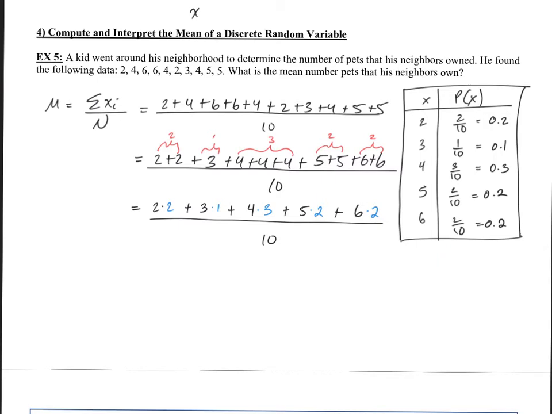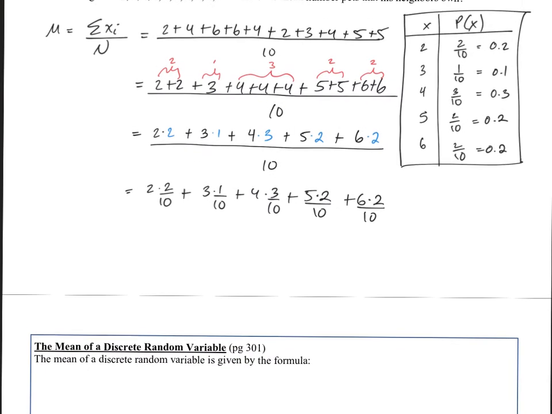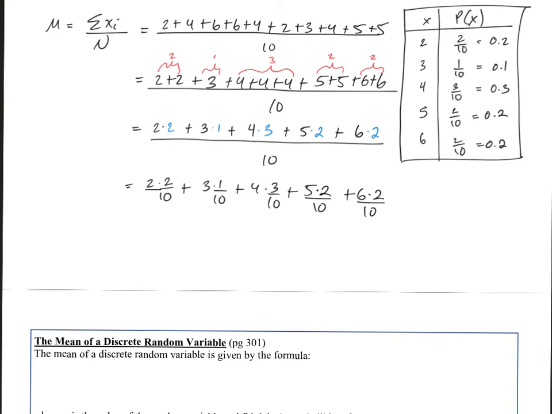Now what is that going to look like? So this would be 2 times 2 over 10 plus 3 times 1 over 10 plus 4 times 3 over 10 plus 5 times 2 over 10 plus 6 times 2 over 10. Now notice these are actually all supposed to be over 10, but I can rewrite this as 2 times 2 over 10 plus 3 times 1 over 10 plus 4 times 3 over 10 plus 5 times 2 over 10, and lastly plus 6 times 2 over 10.